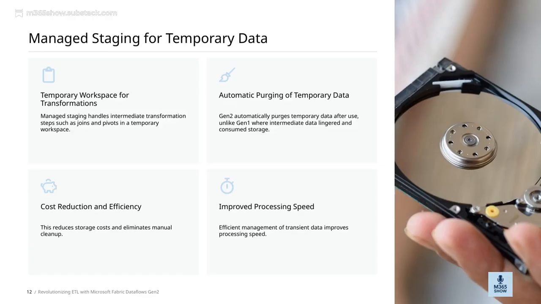This efficiency doesn't just speed things up, it also helps reduce storage costs because we're managing temporary data more effectively. Plus, it eliminates the need for manual cleanup, which can be time-consuming and error-prone. A major advancement with Gen 2 is its automatic purging of temporary data after it's no longer needed. Unlike Gen 1, where intermediate data would linger and take up space, Gen 2 cleans itself up, keeping storage lean and cost-effective. Furthermore, managed staging provides a dedicated temporary workspace for transformations like joins and pivots.